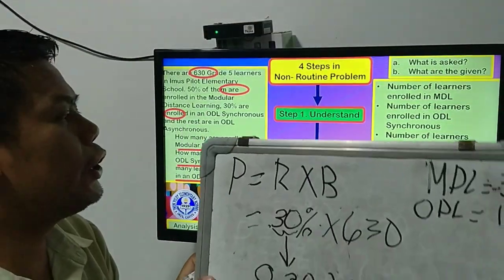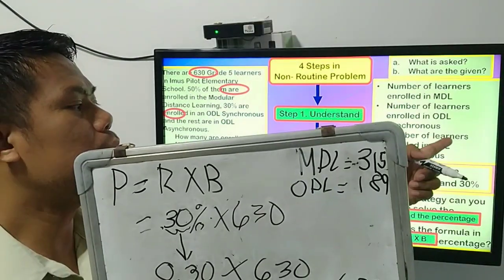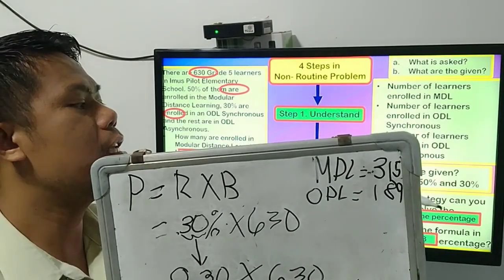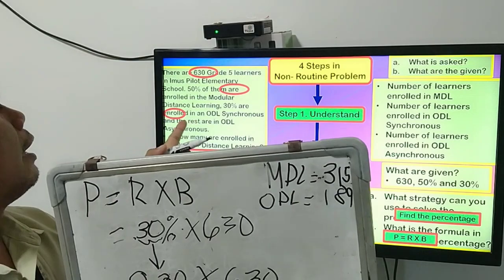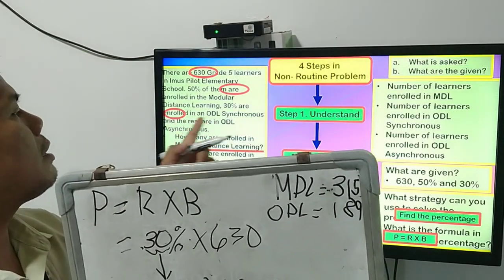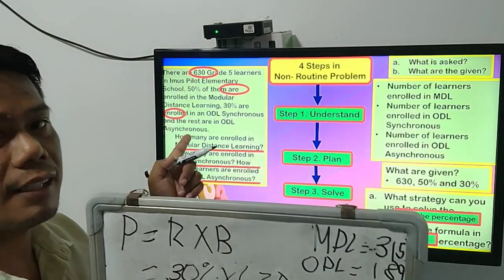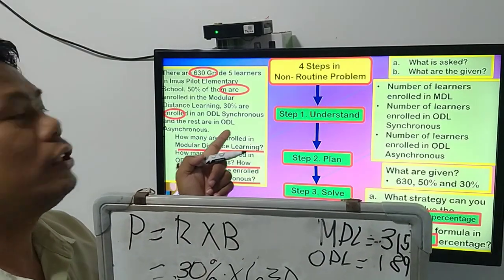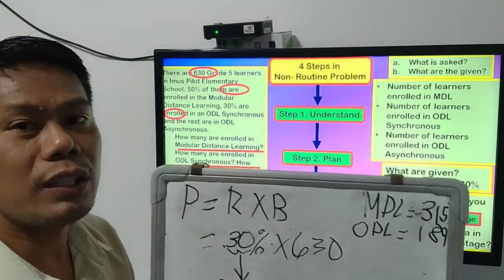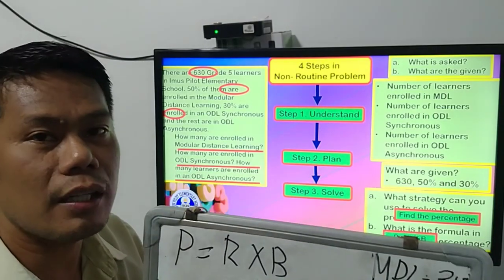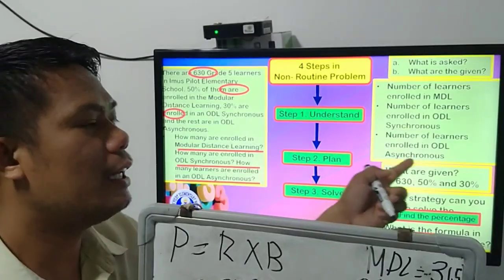Now, the third one. Number of learners enrolled in ODL asynchronous. Going back to the problem. Enrolled in an ODL synchronous and the rest are enrolled in ODL asynchronous. The rest. So what are we going to do in order to get the answer for the ODL asynchronous?